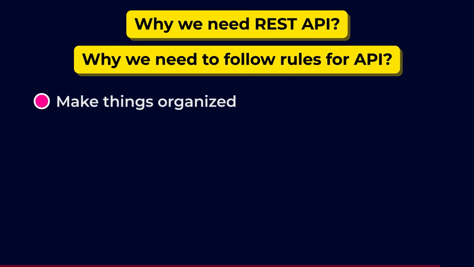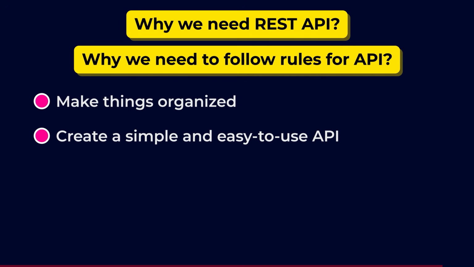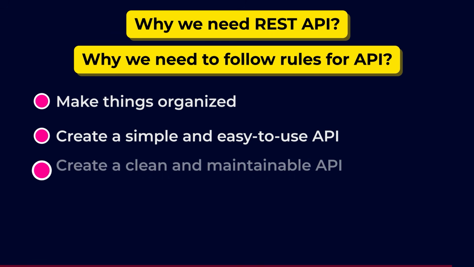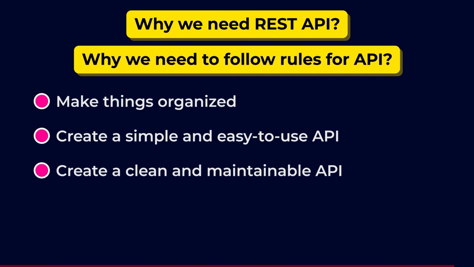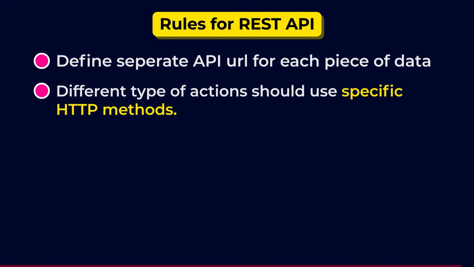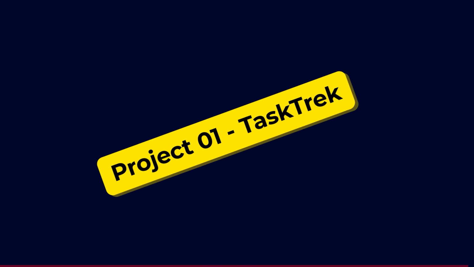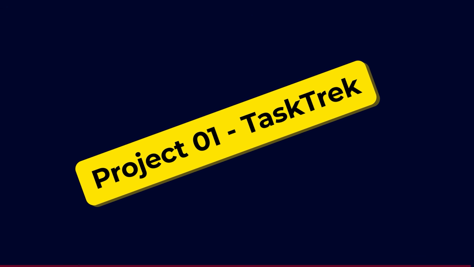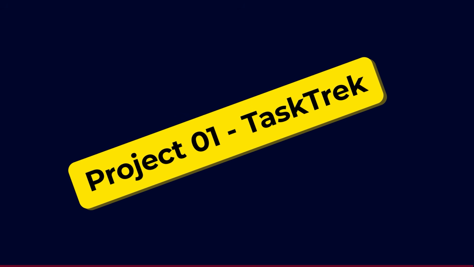Also, by following REST API rules, we create a simple and easy to use API because they use specific HTTP methods for doing specific types of work. Also, with rules, we can create a clean and maintainable API which any developer can understand and start working on. For now, don't worry about rules. As I said, you will learn these rules while you create APIs. So let's start building our first Node.js project. I am very excited and I know you are too.